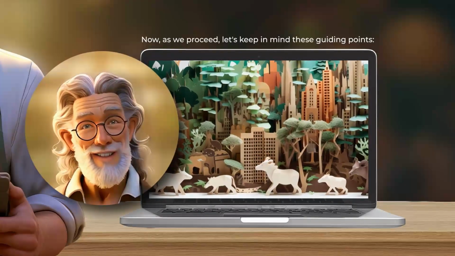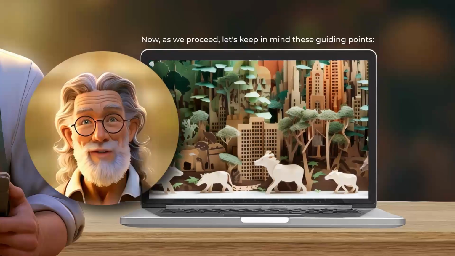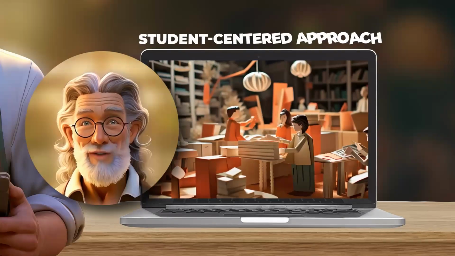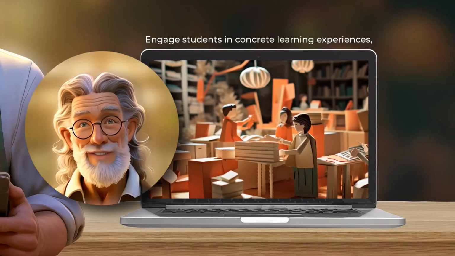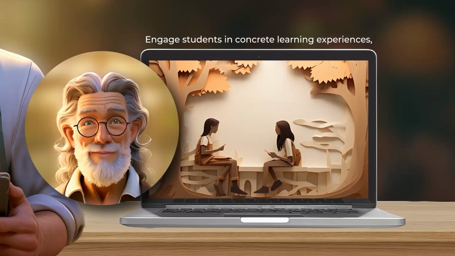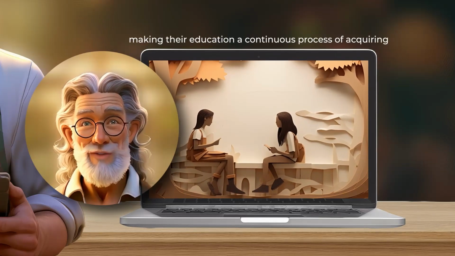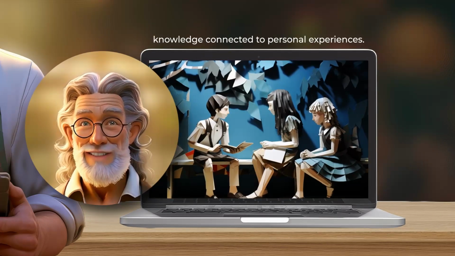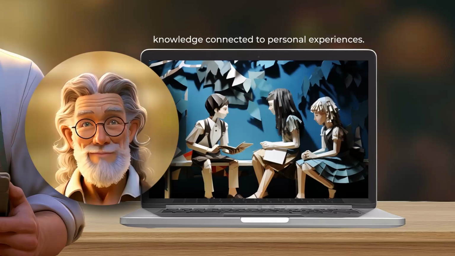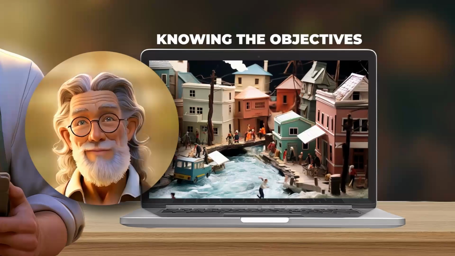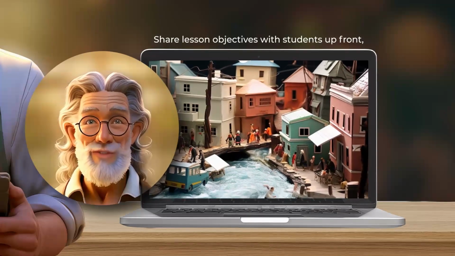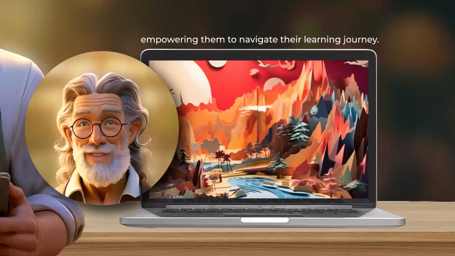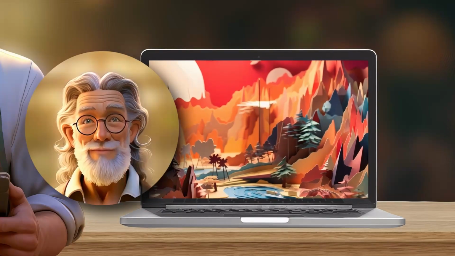Now, as we proceed, let's keep in mind these guiding points. Student-centered approach. Engage students in concrete learning experiences, making their education a continuous process of acquiring knowledge connected to personal experiences. Knowing the objectives. Share lesson objectives with students up front, empowering them to navigate their learning journey.